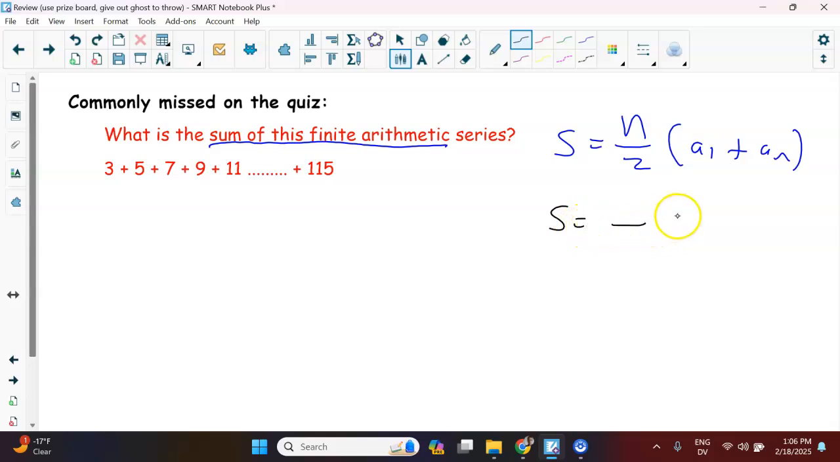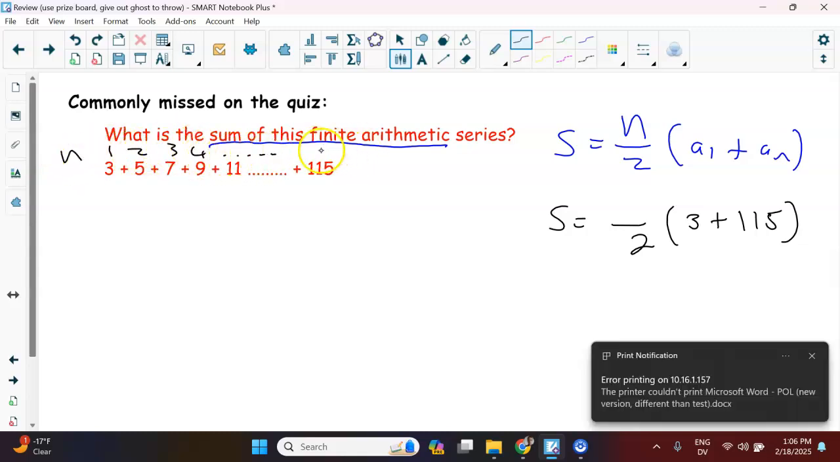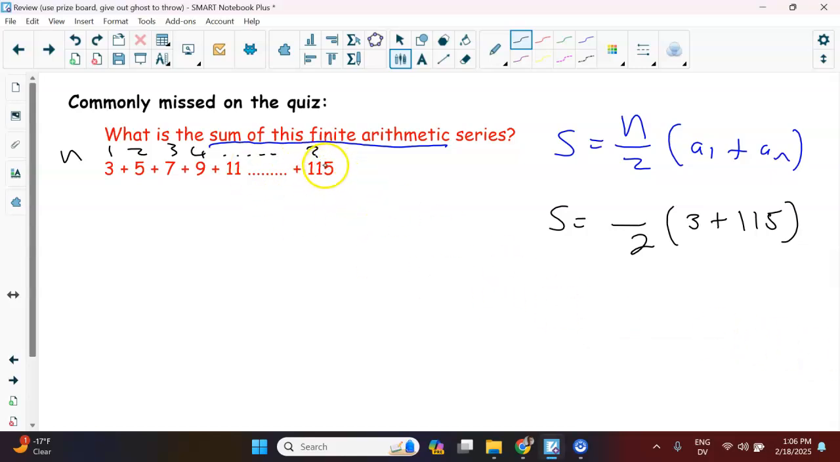Okay, so when we do our sum formula here, we know a_1, the first term, is 3. We know the last term is 115. But the tricky part is we don't know how many terms. We know n goes 1, 2, 3, 4, but we don't know what this 115 is. Is that the 20th term, the 100th term? We have no idea. Okay, so the trick here is you've got to use the explicit formula.